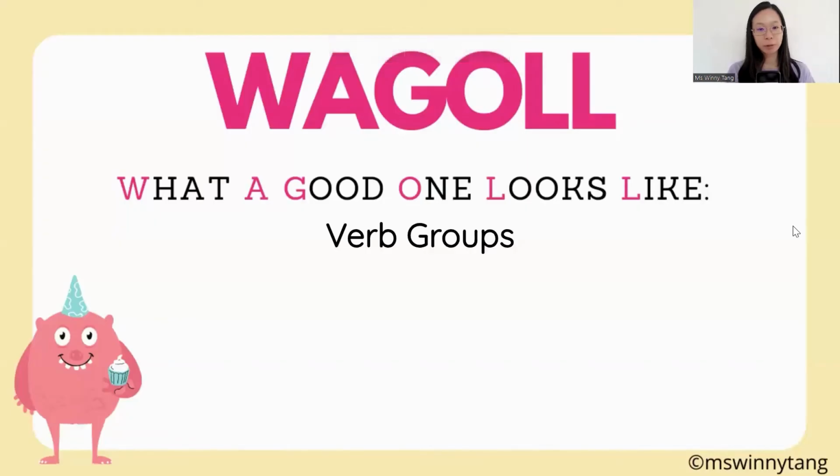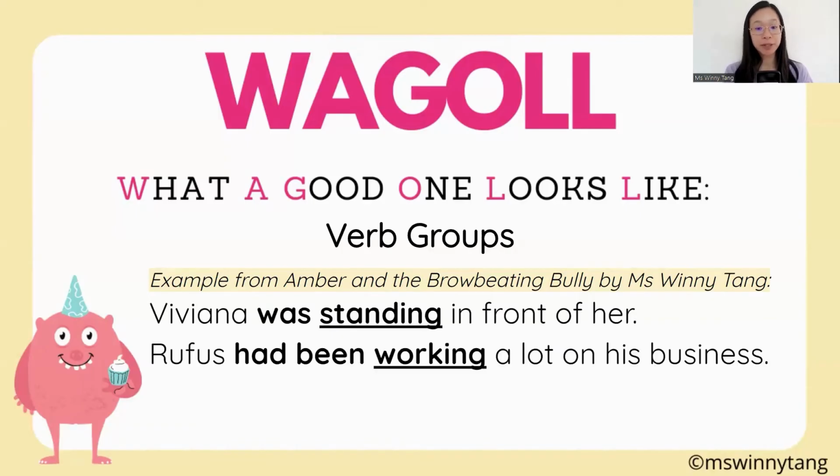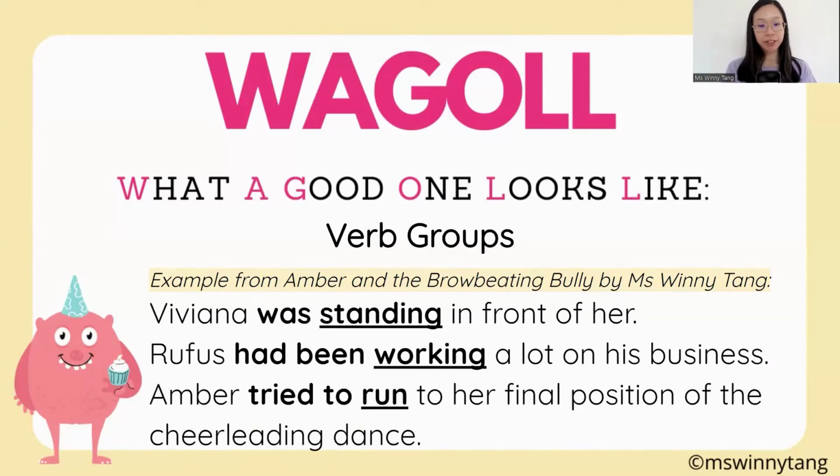Here are some examples of verb groups. Viviana was standing in front of her. So we've got our was, and then standing is our main verb. Rufus had been working a lot on his business. Working is our main verb, and then we also have the other verbs had been. Amber tried to run to her final position of the cheerleading dance. Run is our main verb, and then we have tried to.